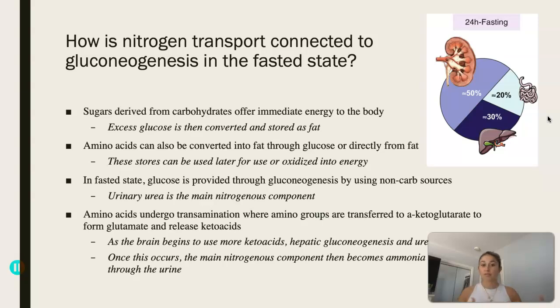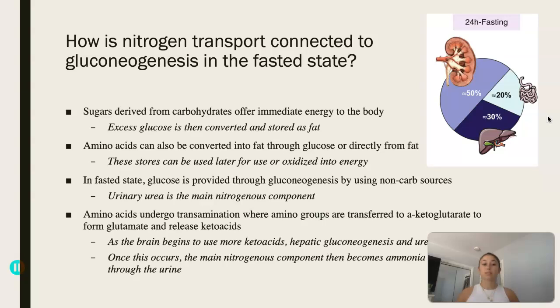So glucose is derived from carbohydrates, and it offers an immediate source of energy to the body. So any excess stores of glucose are then converted and stored as fat, and amino acids are an alternative source of glucose. So it can be converted into fat through glucose or directly from fat. And these stores can then later be used or oxidized into energy for the body. So once you are in a fasted state and glucose levels are low, glucose is then created through a process called gluconeogenesis by non-carbohydrate sources, such as muscle amino acids and fatty acids. And a key note is that urinary urea is a main nitrogenous component.